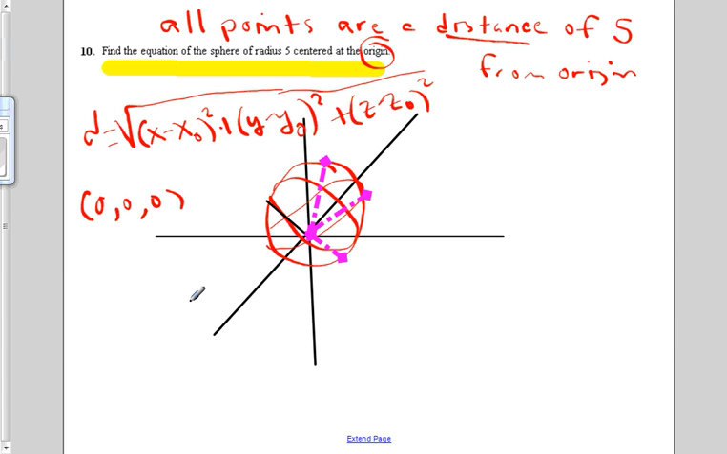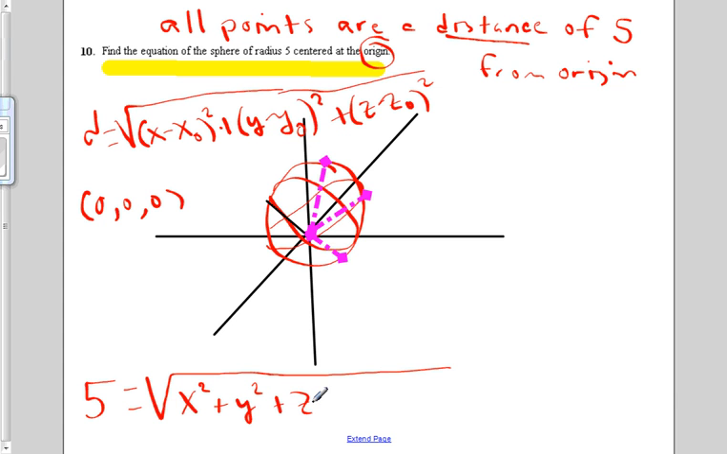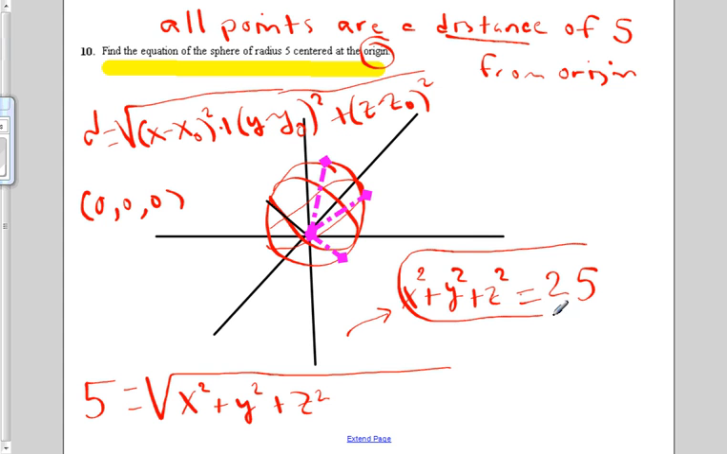So what would be my equation? Well, my distance is going to be 5. I want every point to be 5 units away. That's the definition of a sphere. Equals the square root of x squared plus y squared plus z squared. And if we wanted to write this a little bit sharper, it's just x squared plus y squared plus z squared equals r squared, but in this case, 25. And here's an equation for a sphere. Very similar to a circle. A circle would just not have the z squared component.